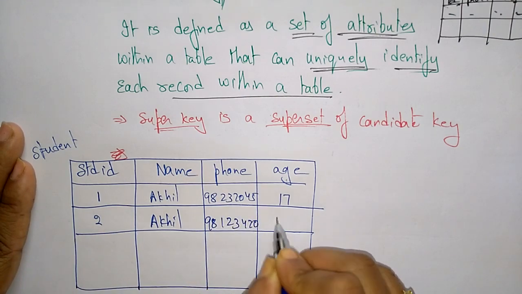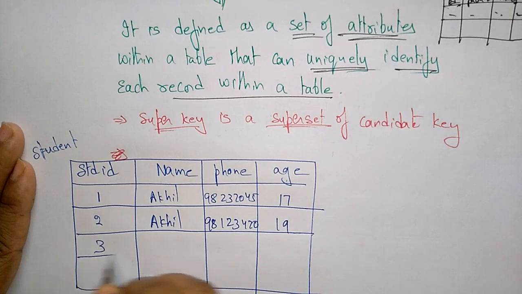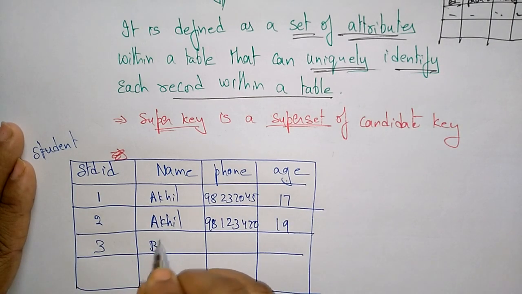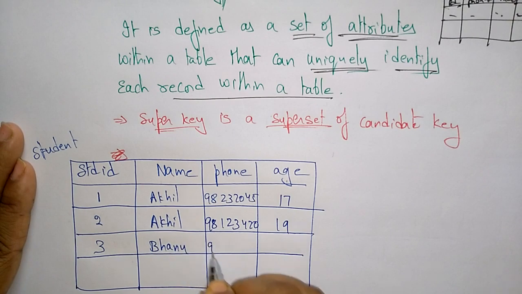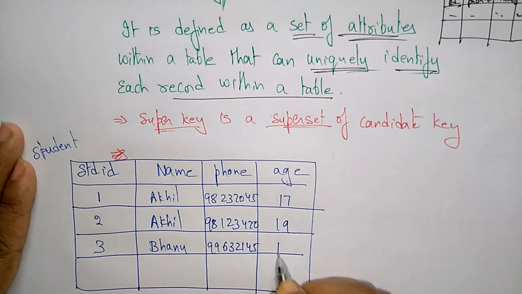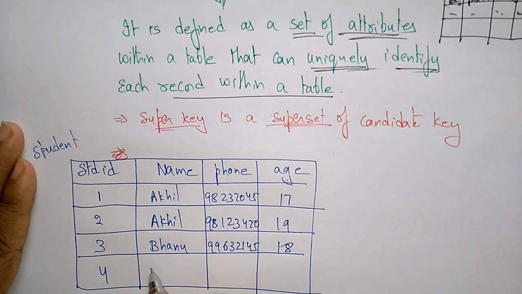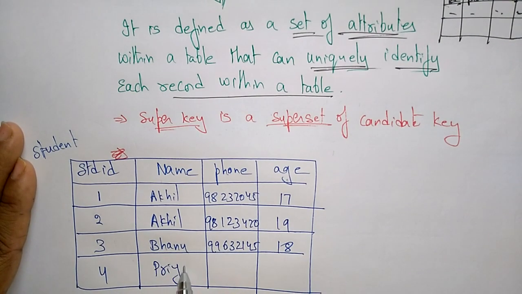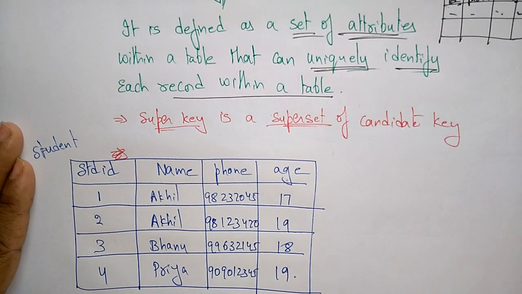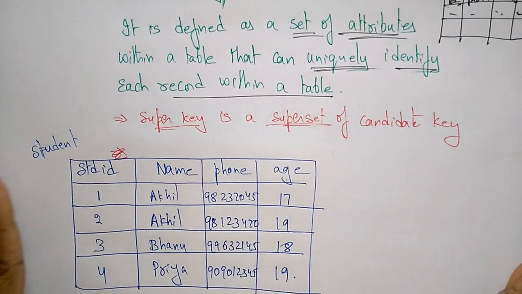98123470 and his age is 19, and roll number 3 is Bhanu, 99632145 and his age is 18, and roll number 4 Priya, 90901234. So his age is 19. So this is a student table.